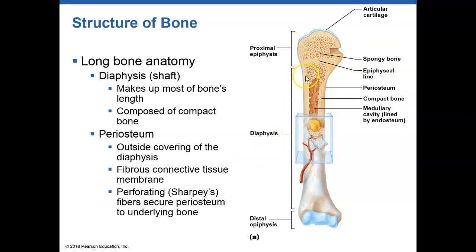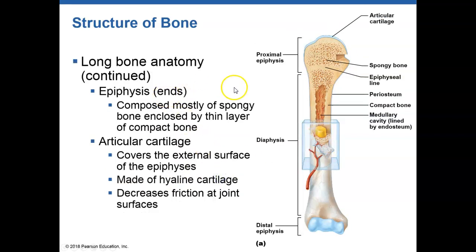Surrounding the bone itself is a dense irregular connective tissue wrapping called a periosteum. And this is what brings in the blood vessels and nerves into the bone. The epiphysis, both proximal and distal, contain a lot of spongy bone, whereas the diaphysis is predominantly compact bone. Surrounding all spongy bone, we have a layer of compact bone around the edges, okay?